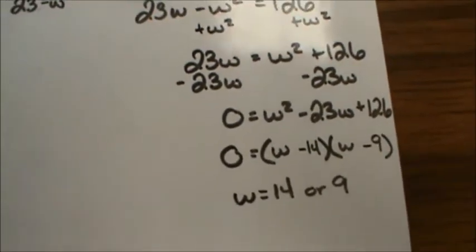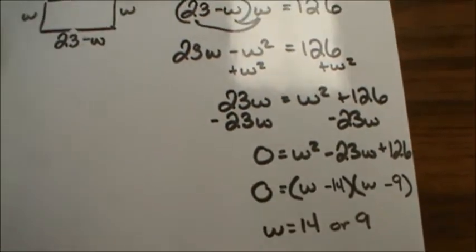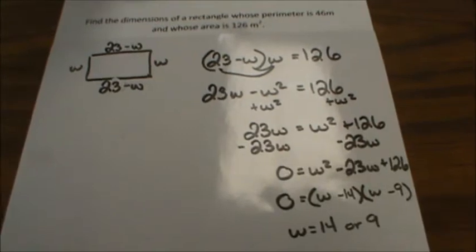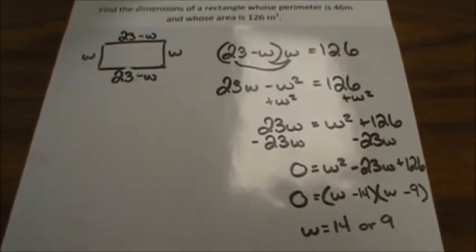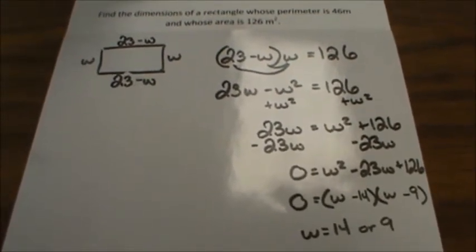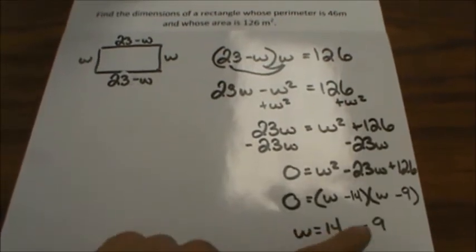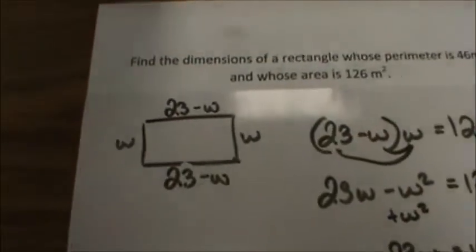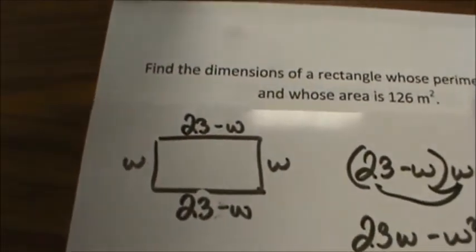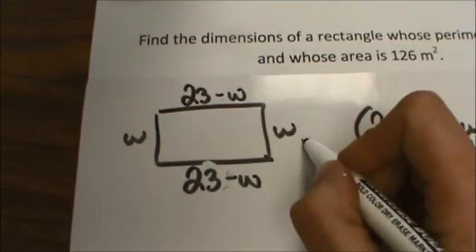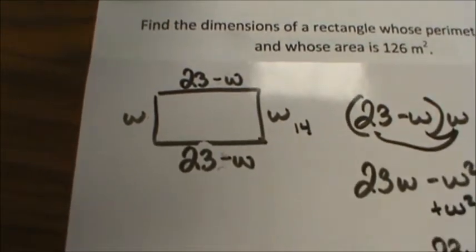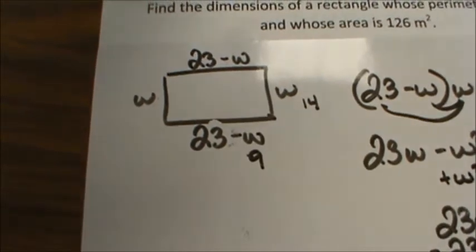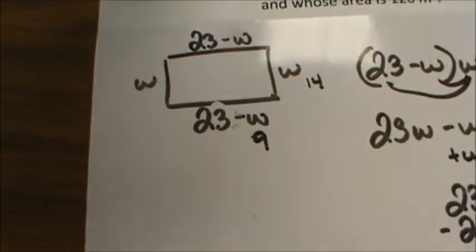Let's see what that means for our solution to the original problem. So the original problem, remember, was talking about a rectangle whose perimeter is 46 and area is 126. I get that the width could be 14 or the width could be 9. So let's go up to our original rectangle. We found 14 and 9 as our solutions. If W is 14, that means that the length is 23 minus 14, which is 9. It's interesting because it's the same solution we also got before.